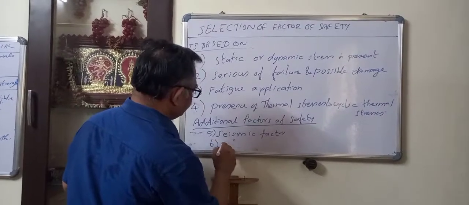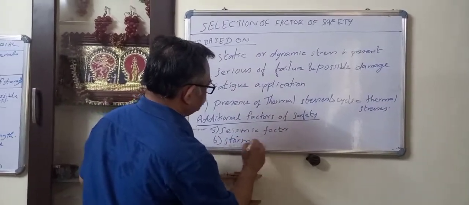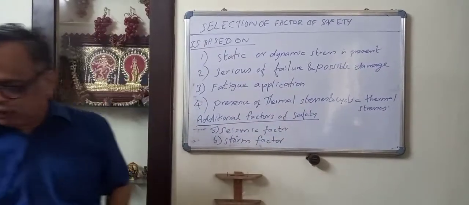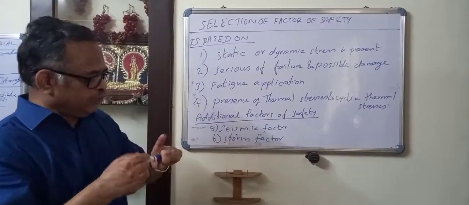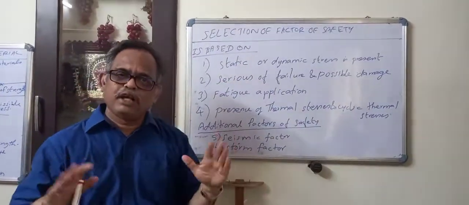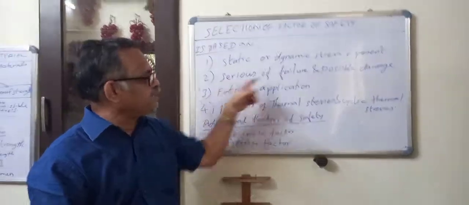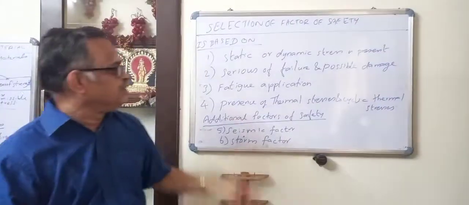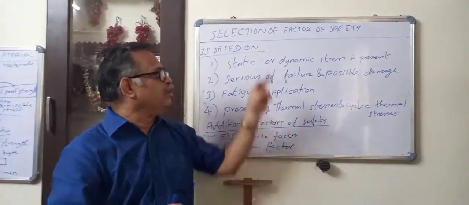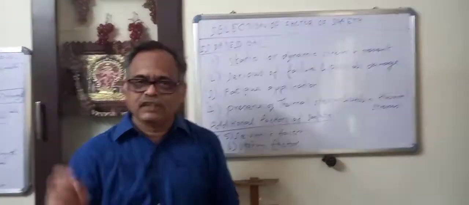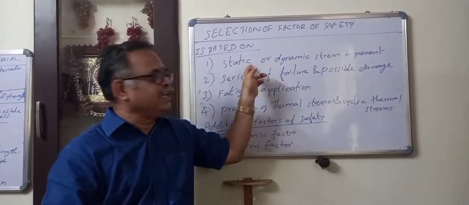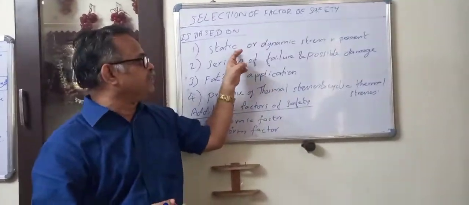Number 6, storm factor. I will explain now one by one what it is. If the design is based on static design, then depending upon the seriousness of failure or possible damage, for static you can select a particular factor of safety.